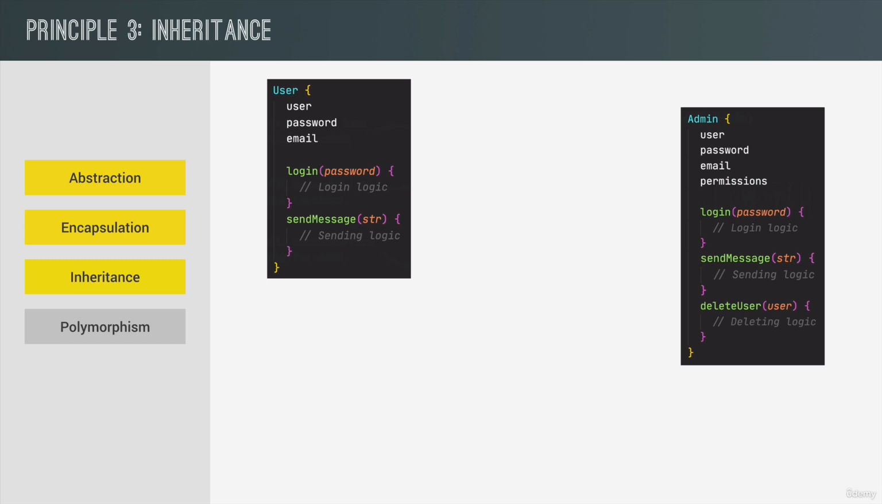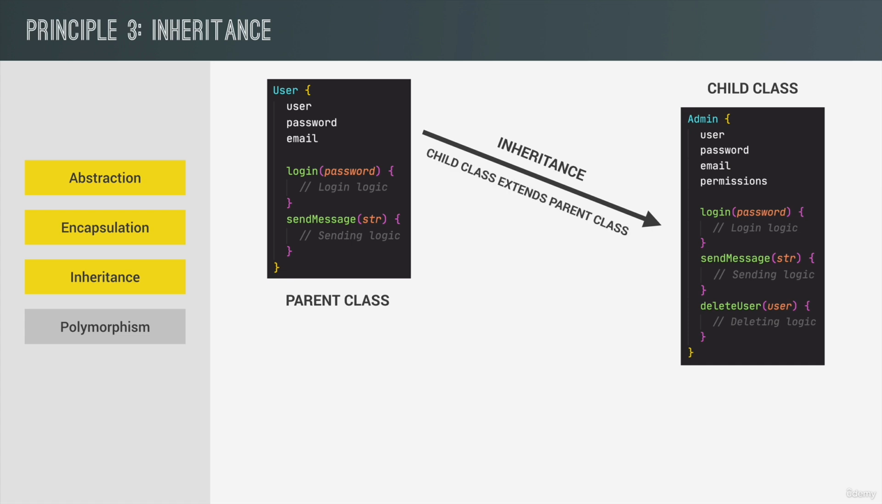But well, that's where inheritance comes into play. So in OOP, when we have two classes that are closely related, like user and admin here, we can have one class inherit from the other. So we will have one parent class and one child class. And the child class then extends the parent class. Okay, great. But what does all of that actually mean? Well, it's actually quite intuitive, I think.